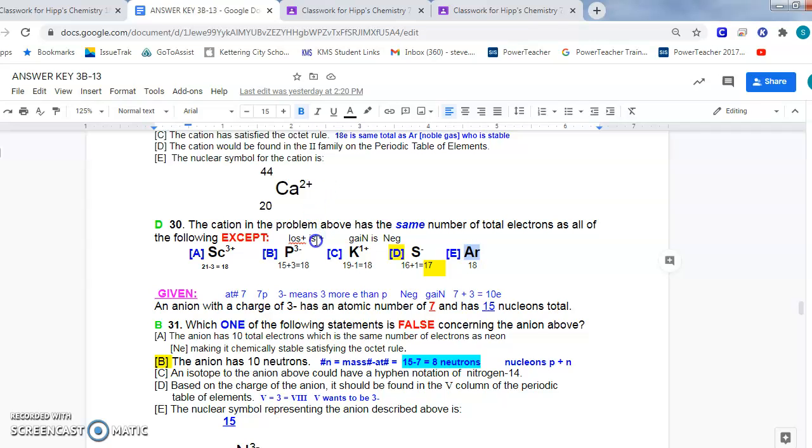The cation, oh wait, we just did 30. Holy cow, we could do it again. No thanks. What about number 31?